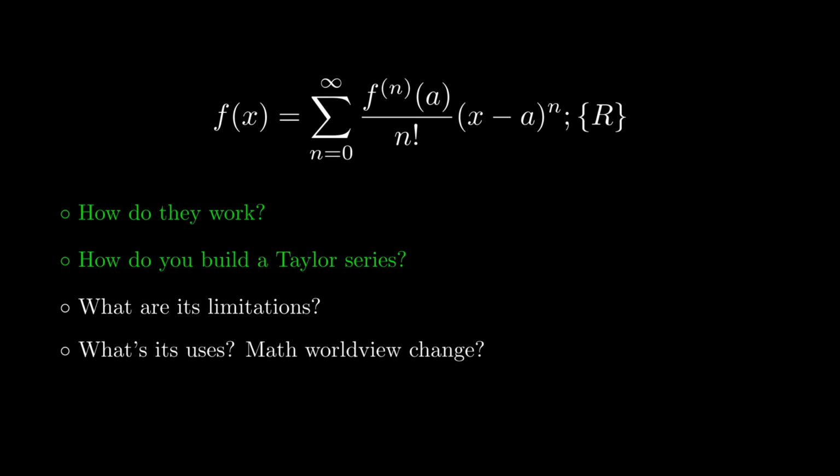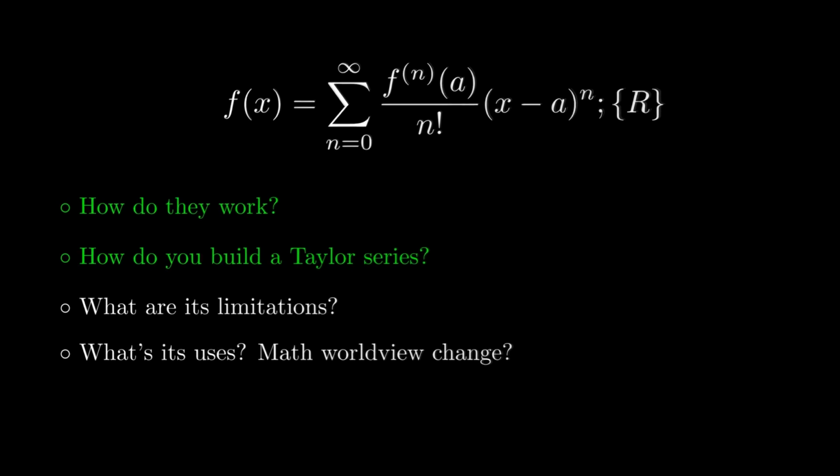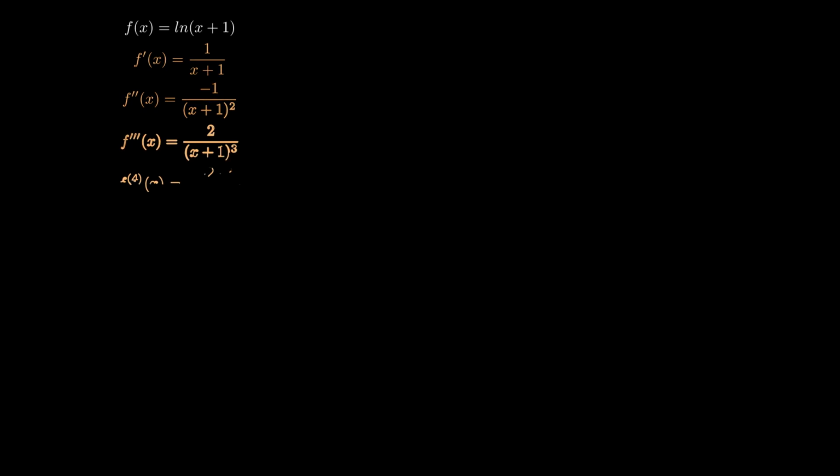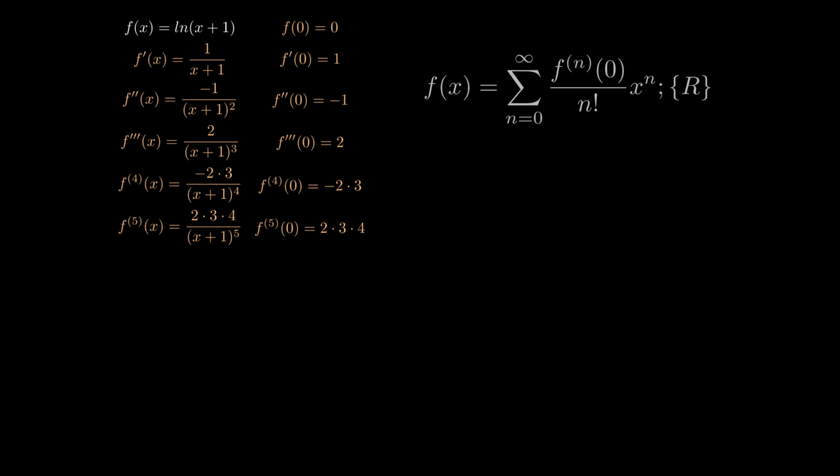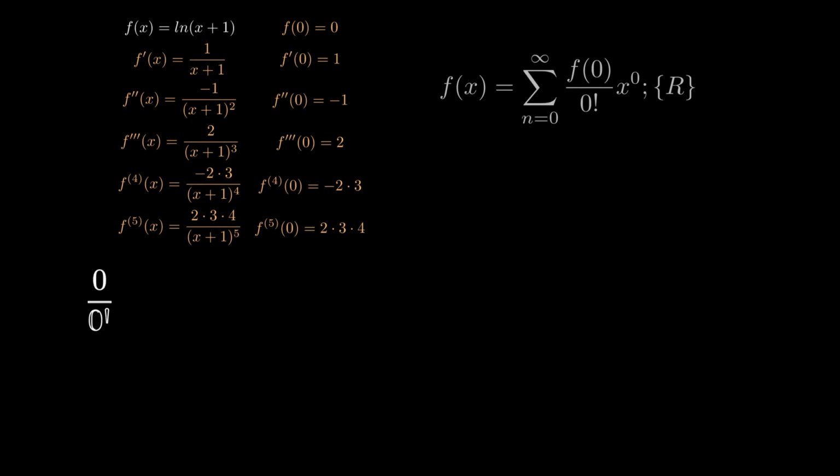So what are its limitations, and what's the deal with that capital R thing? Let's do another Taylor series example to dive in and see. We now have a new function, natural log of x plus 1, and new derivatives. Same rules though. I do encourage you to pause here and try to build the polynomial yourself. Okay, now we'll follow all previous rules, reference our equation, and build the polynomial.